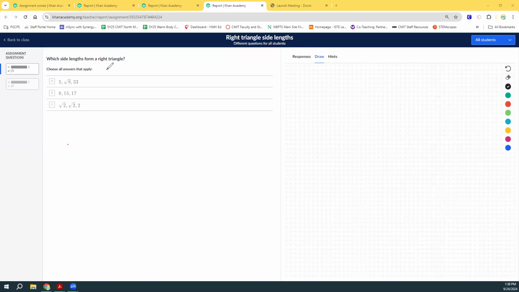Which side lengths form a right triangle? Which side lengths will be true in the equation a squared plus b squared equals c squared? So that's what it's saying. So a squared plus b squared equals c squared in a right triangle, but not in a non-right triangle. You see? Okay, so we're just doing this one problem here.